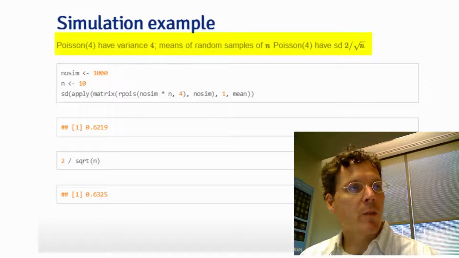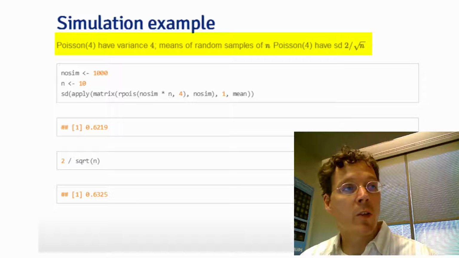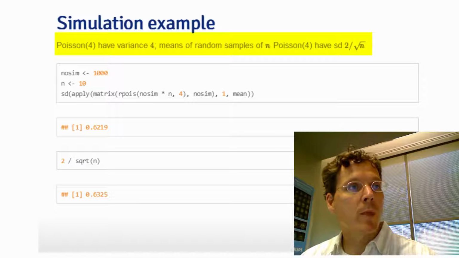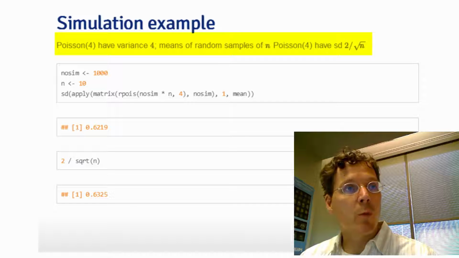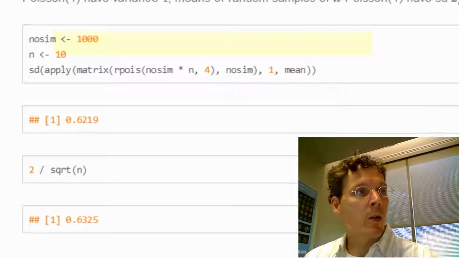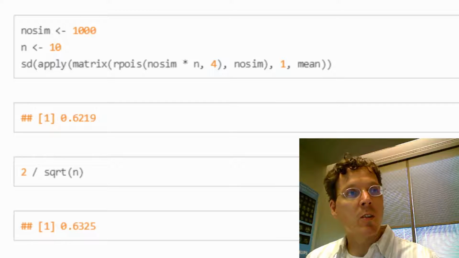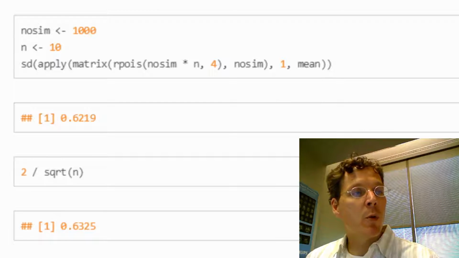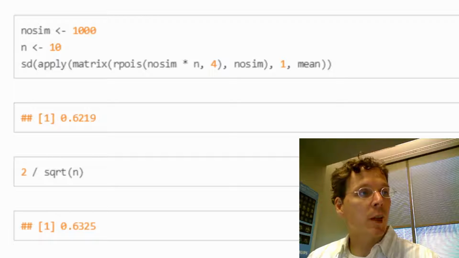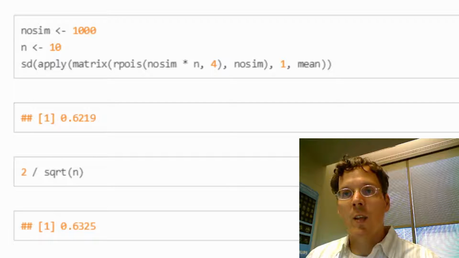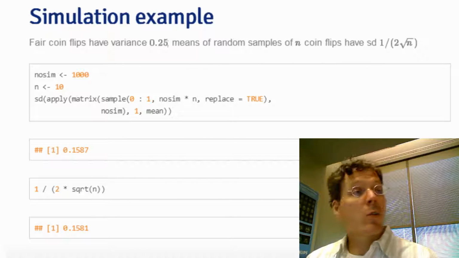Poisson 4s have a variance of 4. So Poisson is a distribution that we'll cover later on in the class, but for the time being, just think of it as a discrete random variable that happens to have a variance of 4. So means of random samples of n Poisson 4s must have standard deviation 2 over square root n, according to our rule. Okay, so here I do it, and I get 0.62 when I empirically simulate lots of averages of size 10 of Poisson 4s, and I take the standard deviation of thousands of them. If I do 2 over square root n, I get 0.63. So maybe off by a little bit, but maybe beef up the number of simulations and you'll get it much closer. So let's go through one more example.